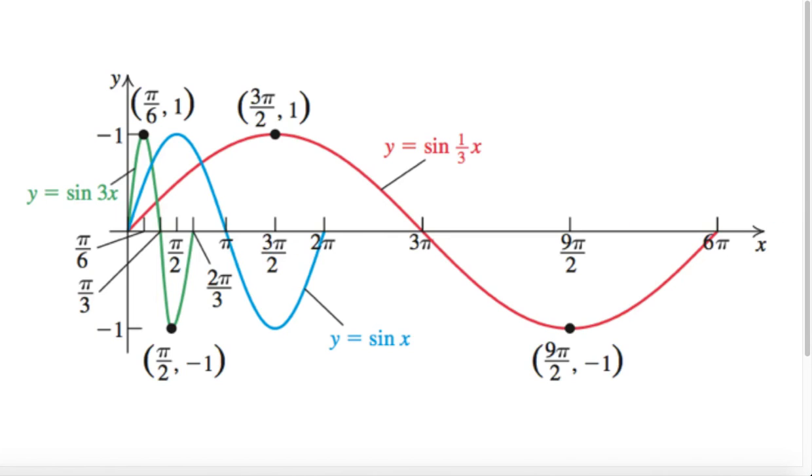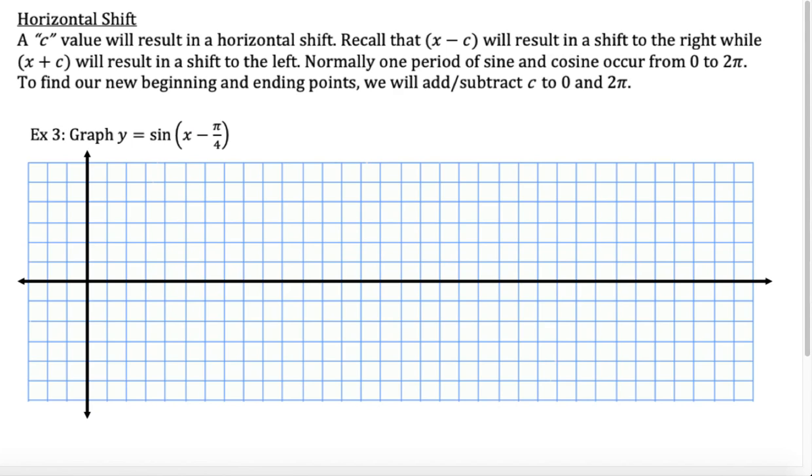Okay, so now let's take a look at a c value. A c value is going to shift our graph left or right. Now remember, we talked about this in the first semester. If we are subtracting, that's going to be a shift to the right. And if we are adding, that's going to be a shift to the left. Now, normally, one period would go from 0 to 2 pi. So what we are going to do is take whatever our c value is and add or subtract it to 0 and to 2 pi to find our new beginning and ending points on the x-axis.